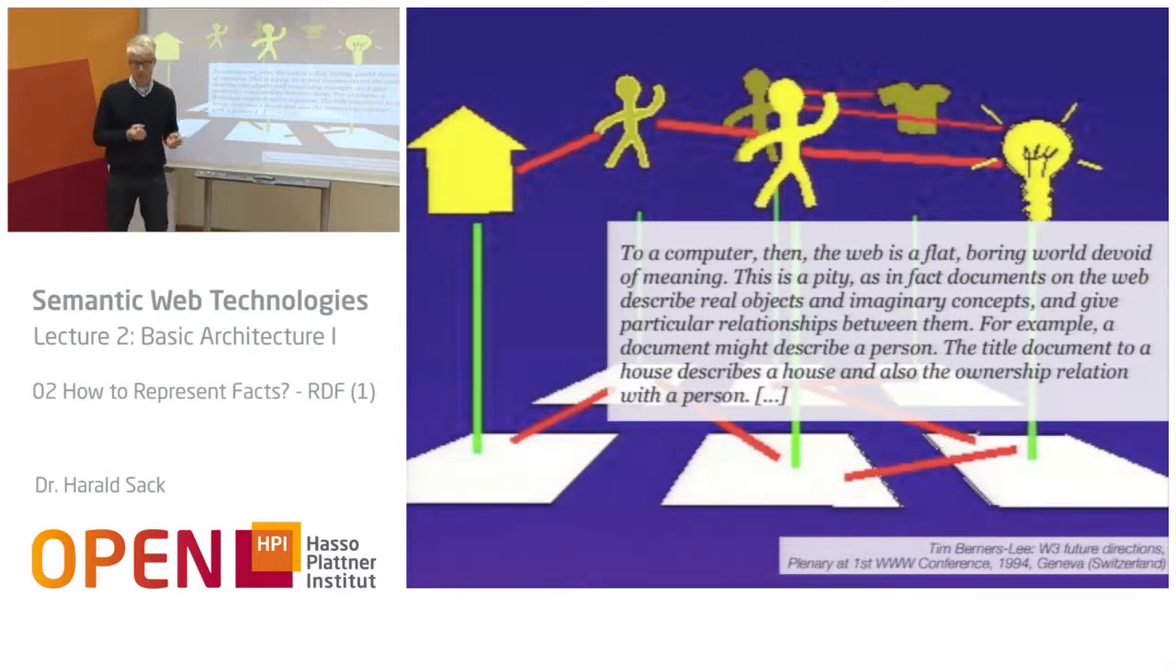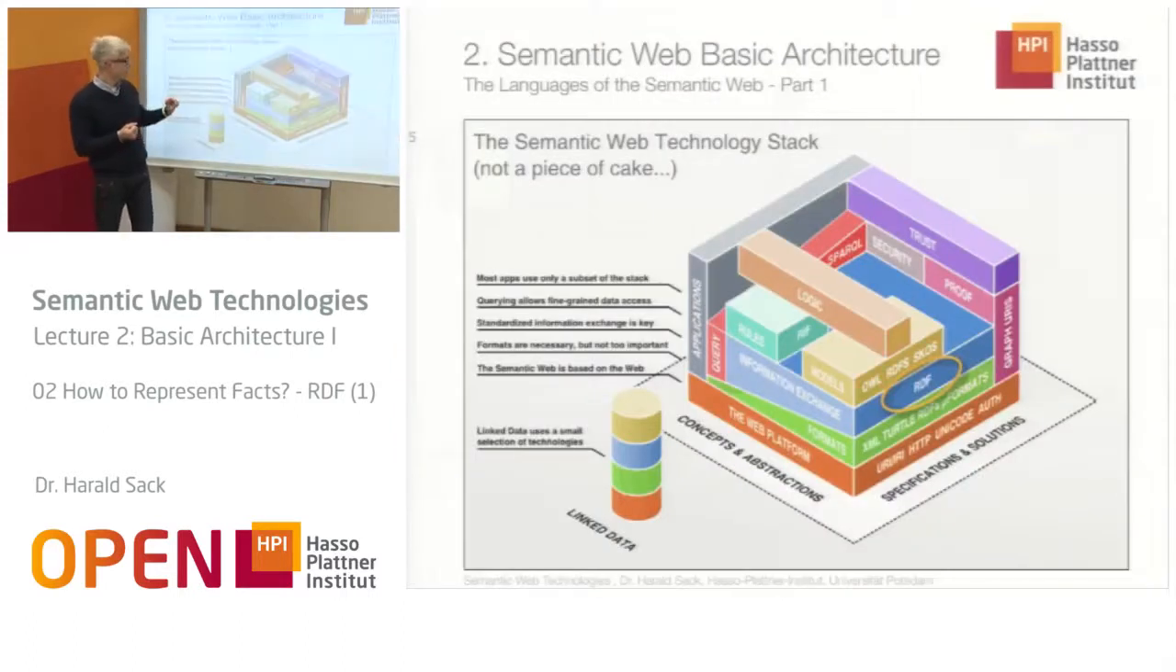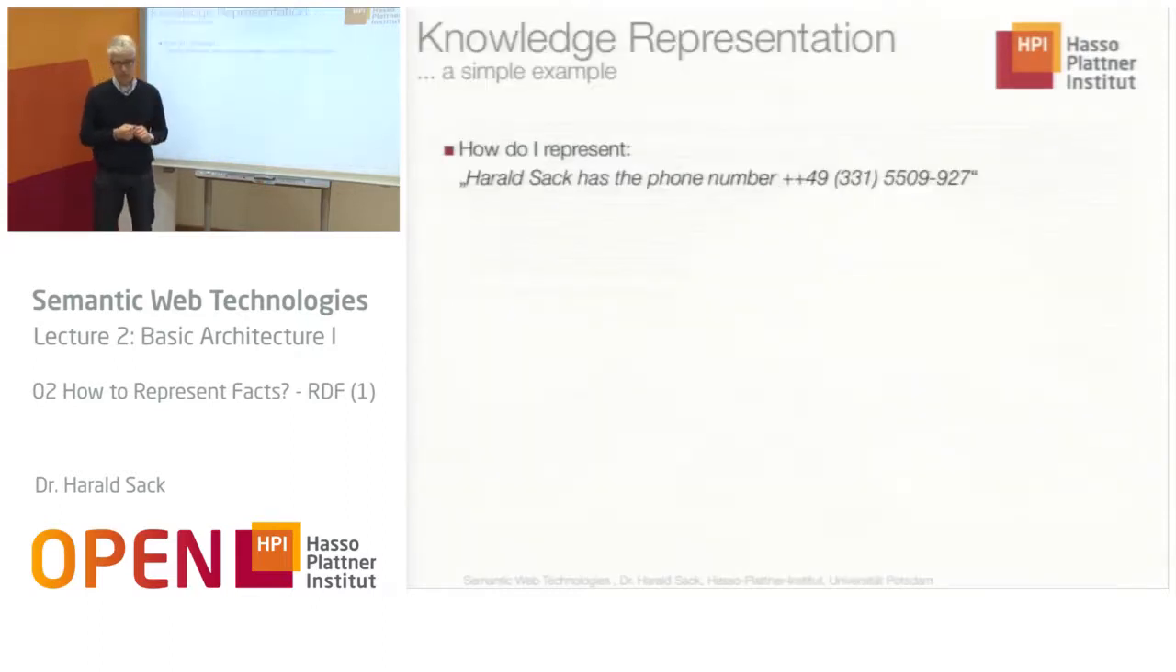or the semantic web. So what we are doing now is we are going a little bit up in the technology stack of the semantic web architecture, and we will talk about the representation of simple facts of knowledge. And this can be done with the Resource Description Framework, and it's here the blue layer for information exchange.